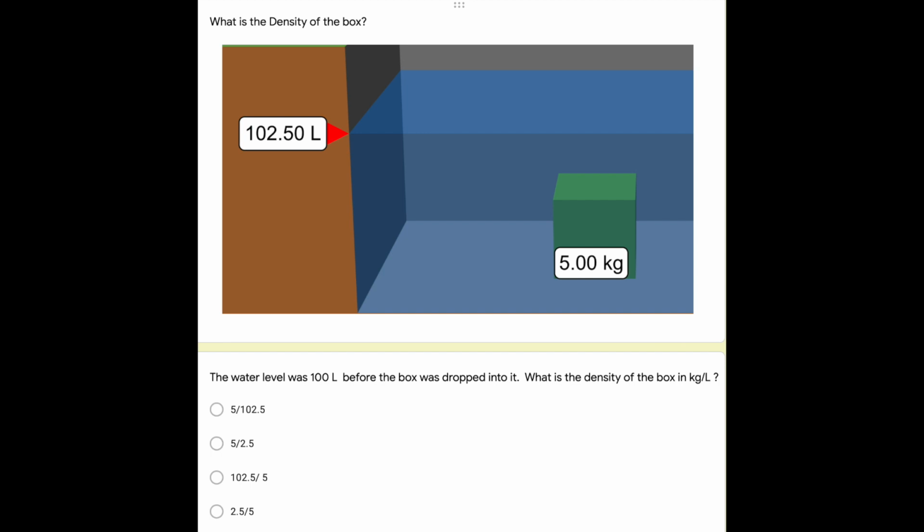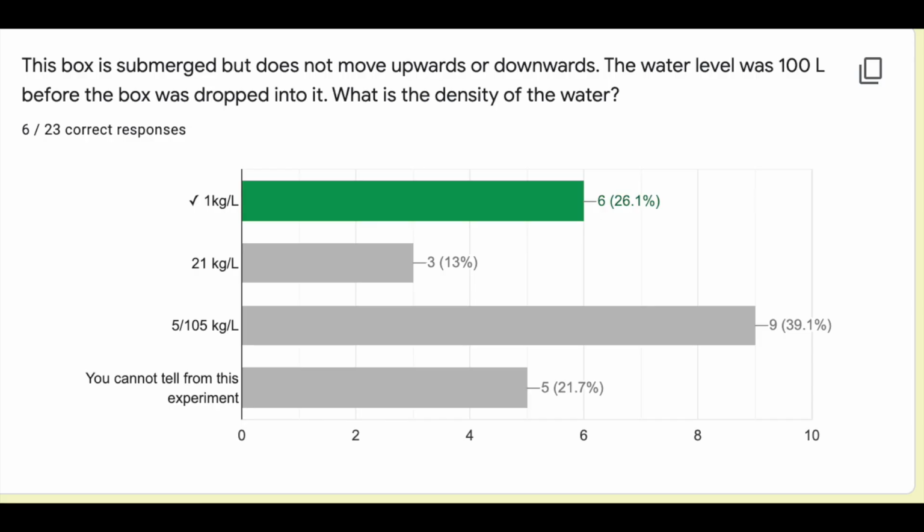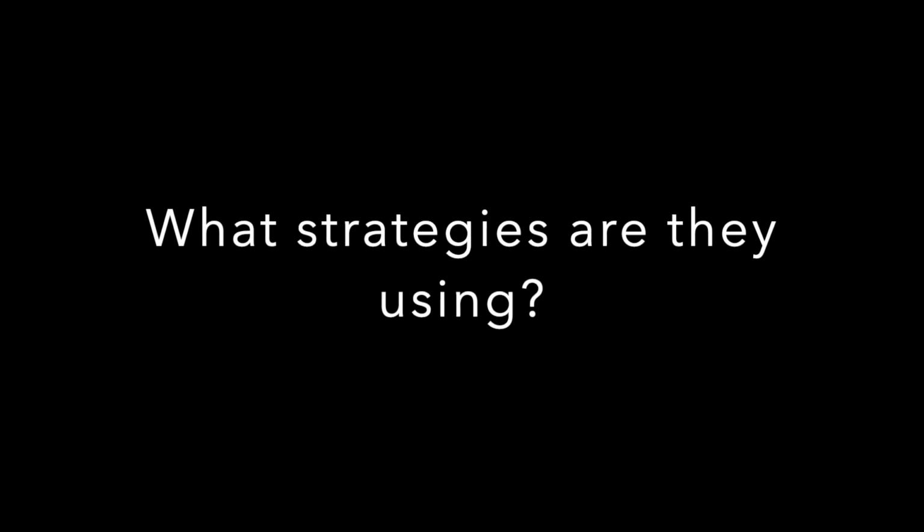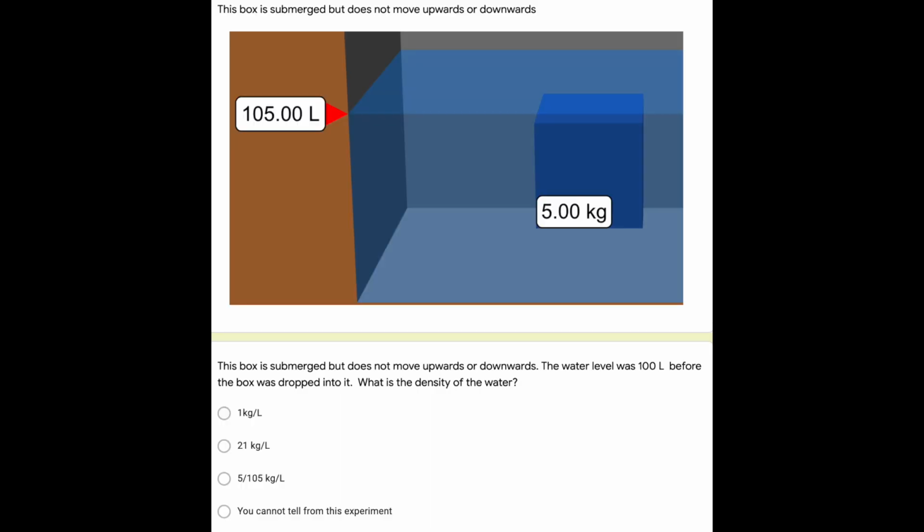So if you look at this question here, you can see some of the students are just dividing one number by the other number without understanding the water displacement. So these questions allow me to work out what strategies they're using. What are they doing? Are they just dividing one number by the other? It's not just a case of getting them right or wrong.